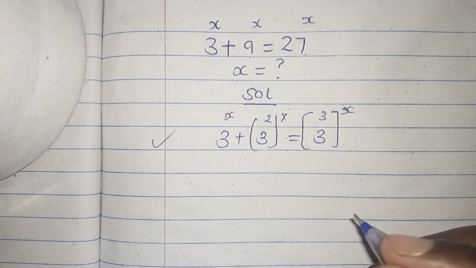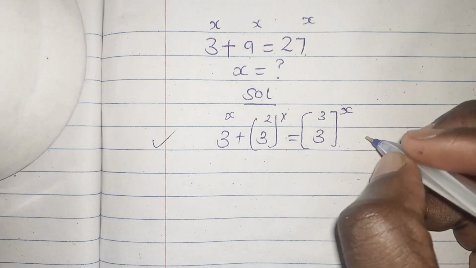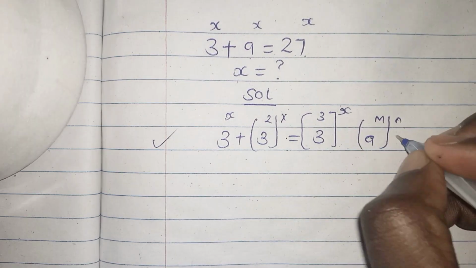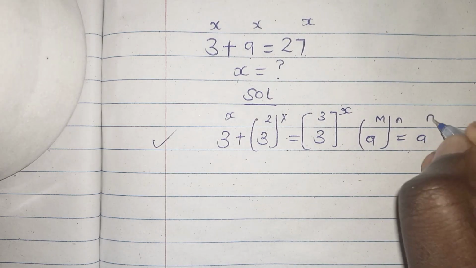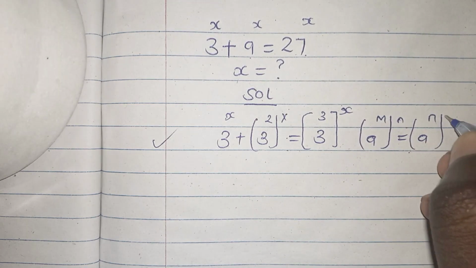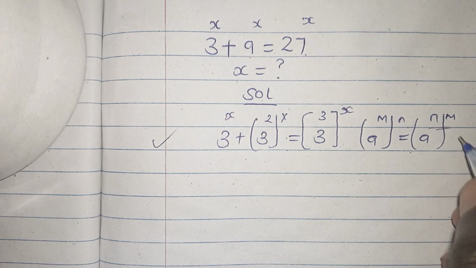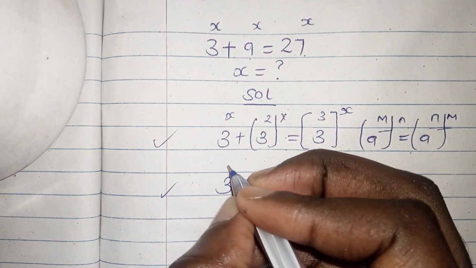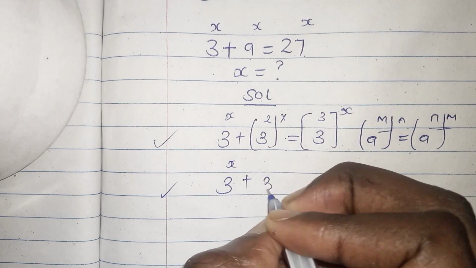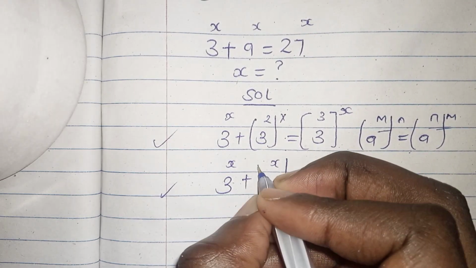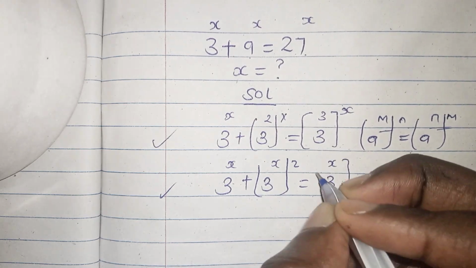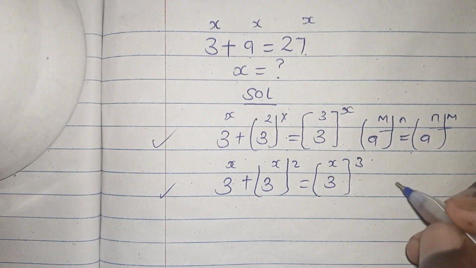So in our next step, we are going to use this rule of indices. If you have a to the power of m, all this to the power of n, we can as well write it as a to the power of n, all this to the power of m. So interchanging our exponent, this becomes 3 to the power of x plus 3 to the power of x, all this squared is equal to 3 to the power of x, all this cubed, right?